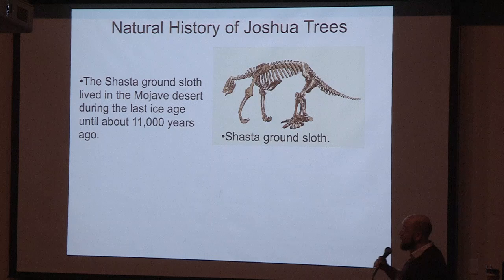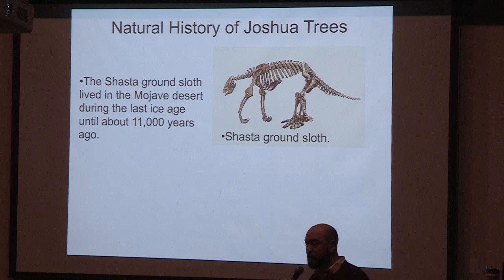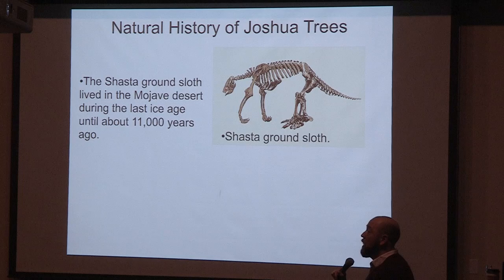Another just interesting little tidbit about Joshua trees, which maybe we'll get to again at the end, we'll see. There's some evidence, actually, that Joshua trees may have evolved to have a special relationship with something called a Shasta ground sloth. So 20,000 years ago here in North America, there were all kinds of really amazing, awesome animals that aren't around anymore. Mastodons and native horses. We had something called a dire wolf that lived here. There was a native camel.